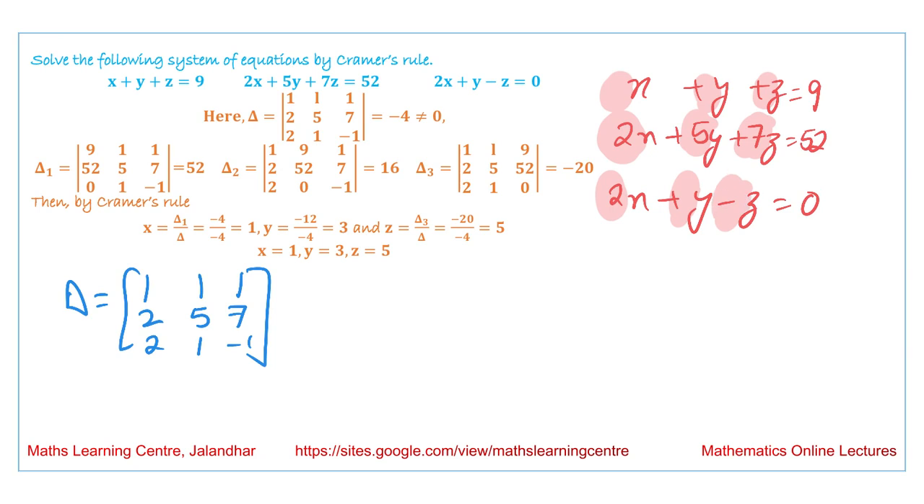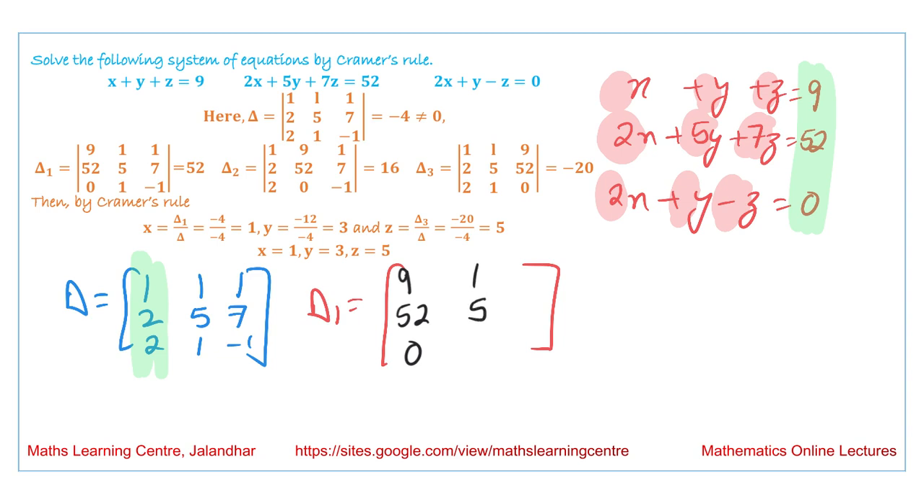Next we are talking about delta 1. To write delta 1, look at this first column over here, we are going to replace it with these values. So the value of delta 1 will be 9 52 0, 1 5 1, and 1 7 minus 1. Next, when we are writing delta 2, it is 1 2 2, and 1 7 minus 1.